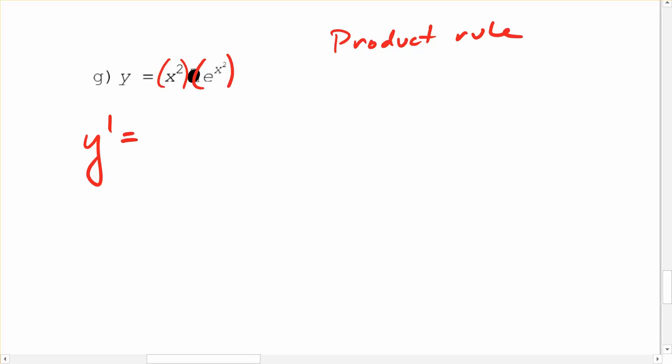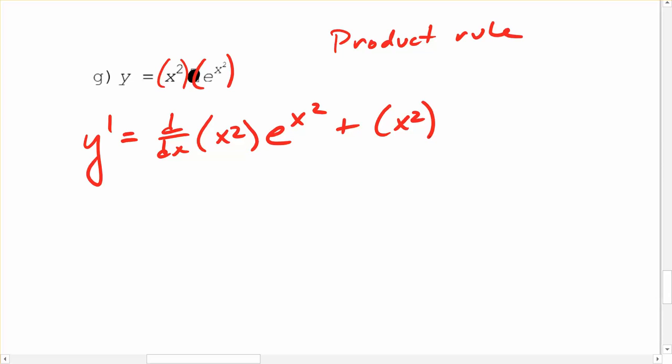What is the product rule? It is the first times the second plus the first times the... Watch this. Let's write the whole thing out. The derivative of the first times the second plus the first times the derivative of the second. We're not doing the derivatives yet. Did I write that out properly? Let's do the derivatives now.